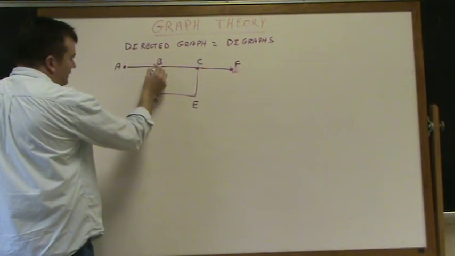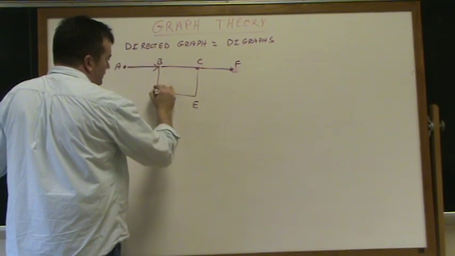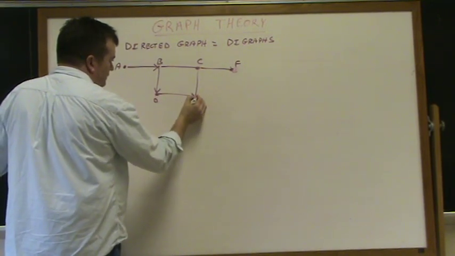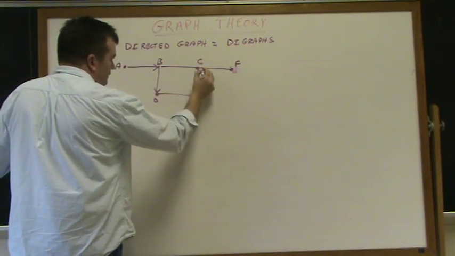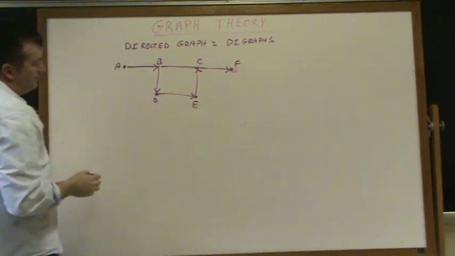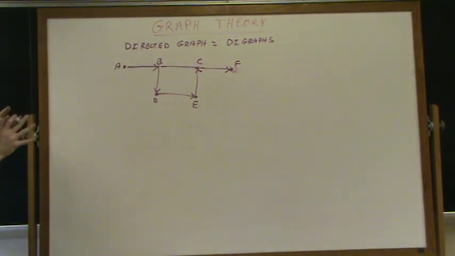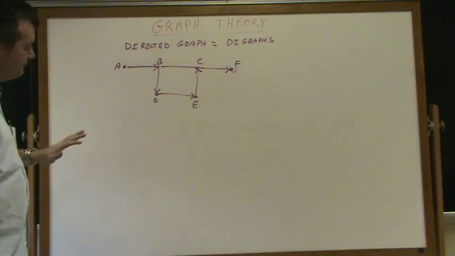So if it went like this, now the edges have a direction to them. And if that's the case, now it's the same graph we had before, but now the question is: is there a path, let's say again, from A to F? In this case, it turns out that there is.